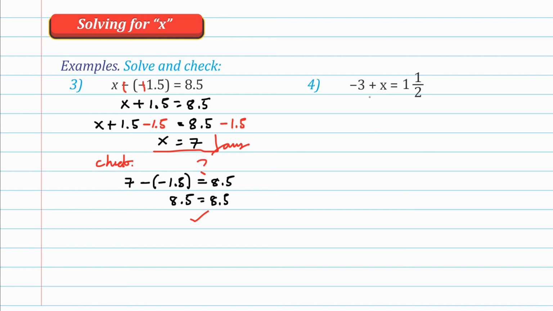So, we have to counteract that plus. Meaning, copy muna, we have negative 3 plus x. To counteract plus, we should subtract negative 3.